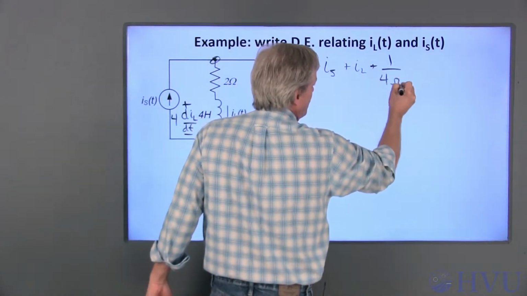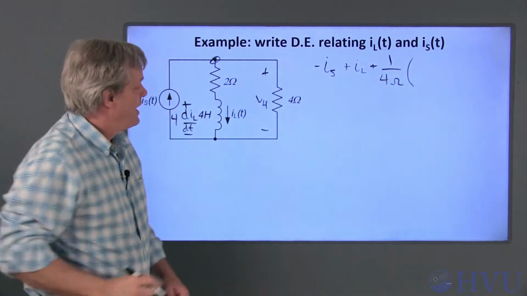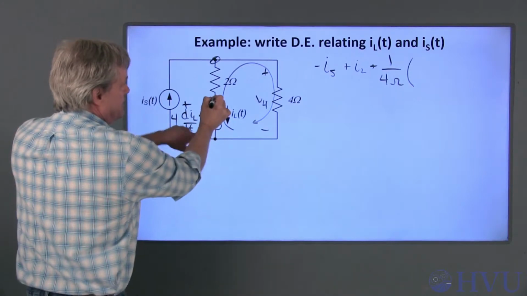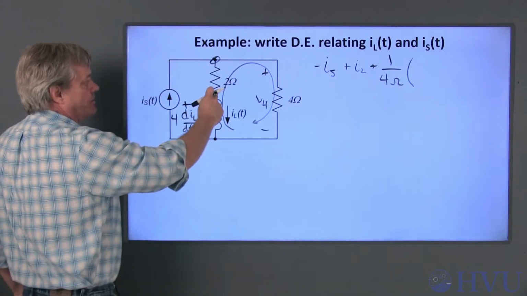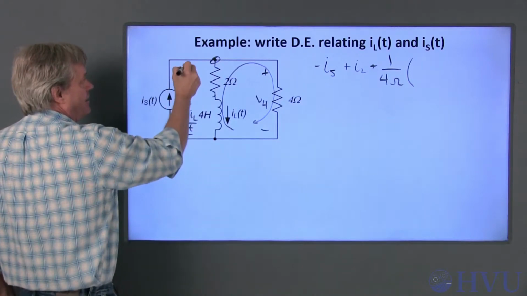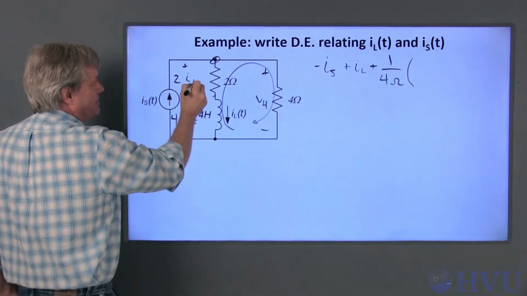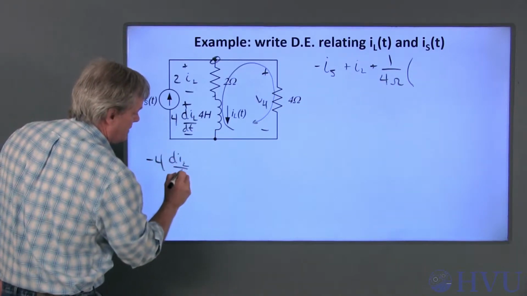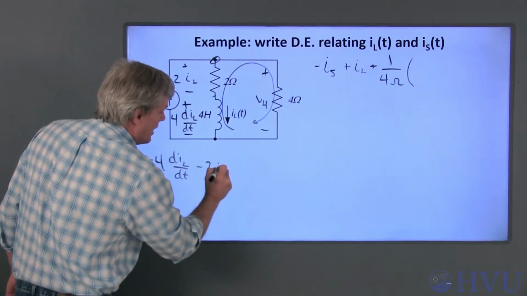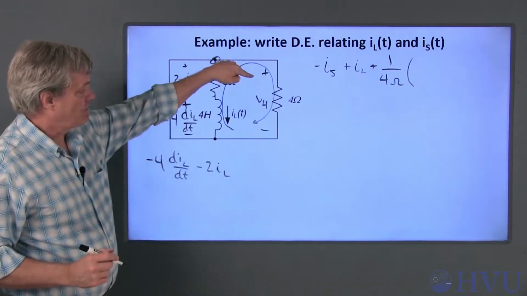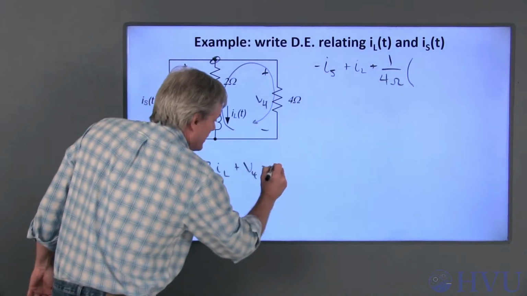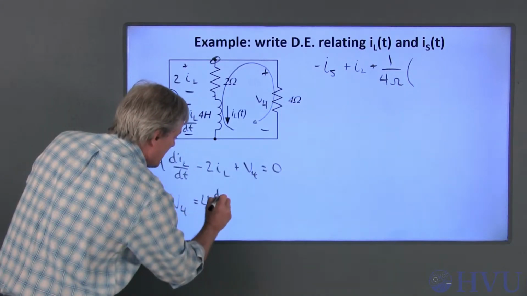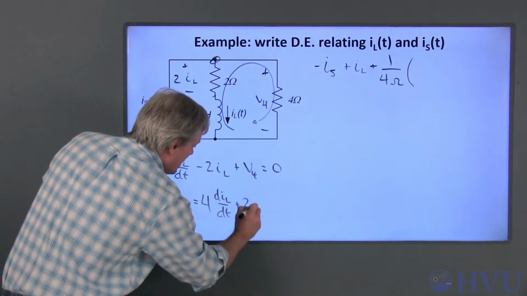So this is going to be 1 over 4 ohms times whatever this voltage is. I can find this voltage by doing KVL around this loop. These two elements are in series, so the voltage across the resistor is 2 ohms times IL, which is 2 IL. Starting down here, I get a negative 4 dIL/dt minus 2IL. My loop is entering the negative terminals on both of these, plus V4 is equal to 0. So V4, this voltage, is equal to 4 dIL/dt plus 2IL.